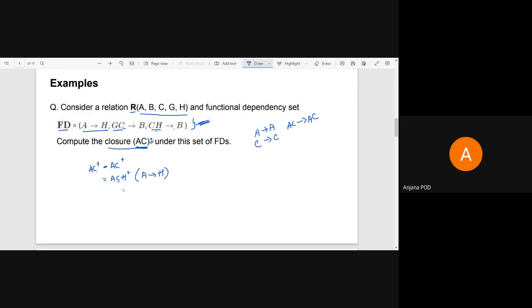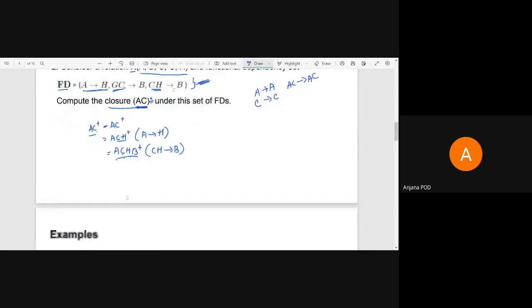Then we have CH, which determines B. So we can say ACH and B, because CH determines B. Then we need to check whether we are achieving any other attribute from the AC closure, or whether these are the only attributes that can be achieved. GC is not present, only C is present, G is not present. A we have taken and CH we have taken. So we can say that the closure set of AC is ACHB. Is it clear? We can take more examples also.